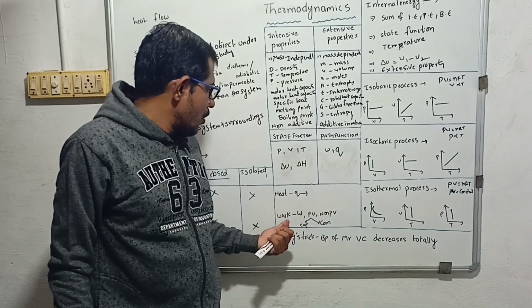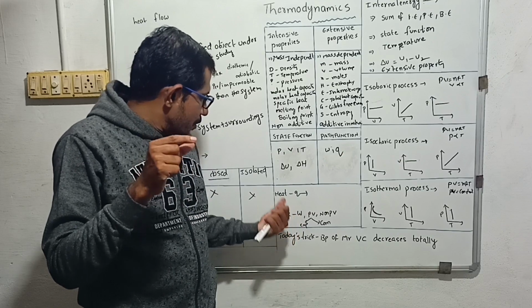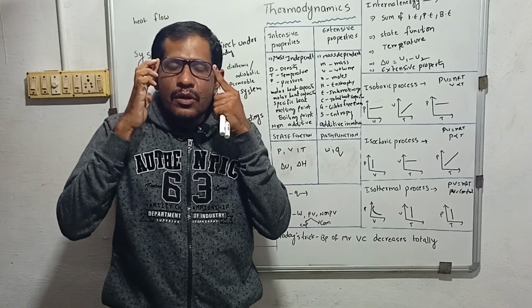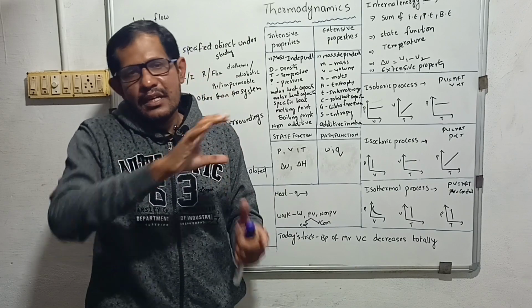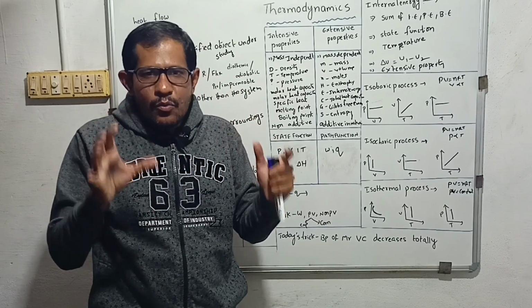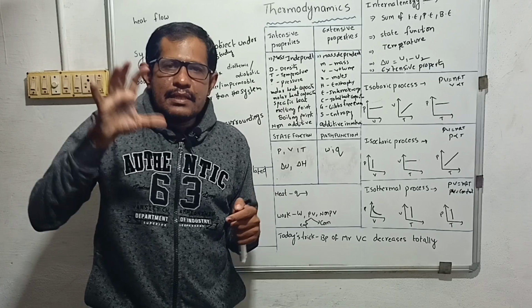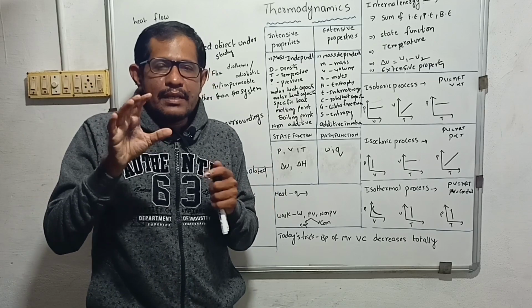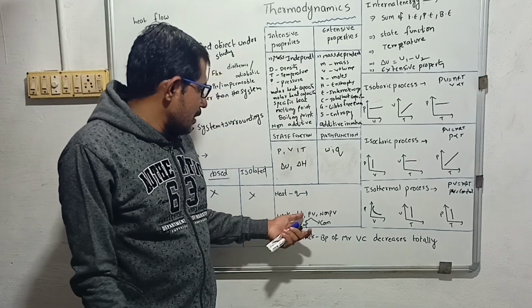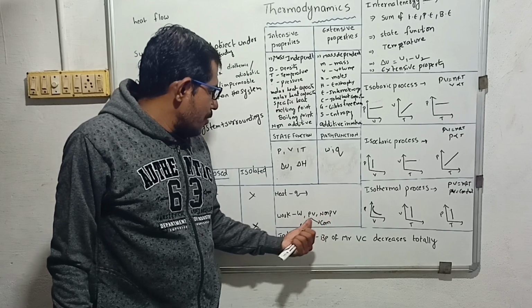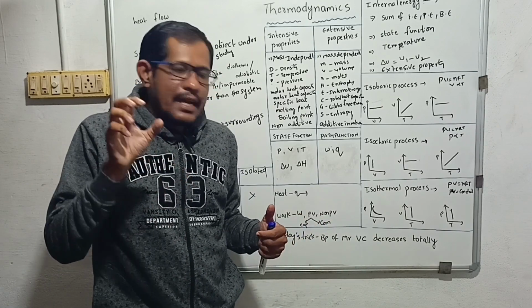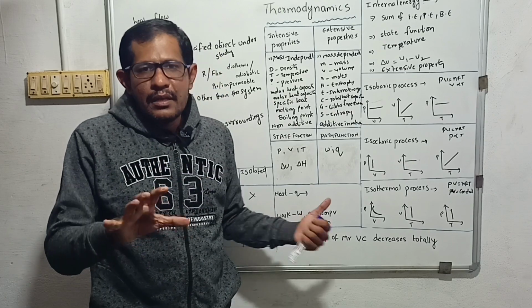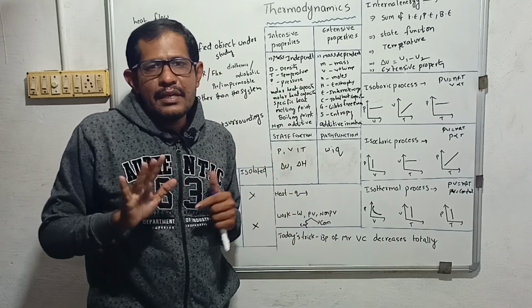We have two path functions: work and heat. Heat is Q, the energy that flows due to the temperature difference. Work is the energy against the external pressure, right? We have PV work and non-PV work. And PV work has two types: expansion work and compression work. That I am going to explain in detail.